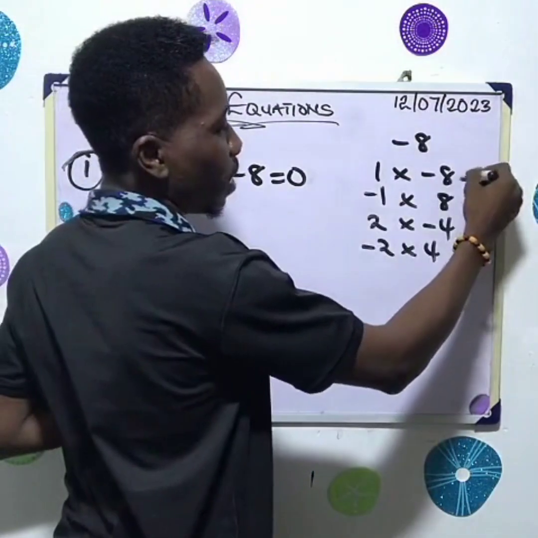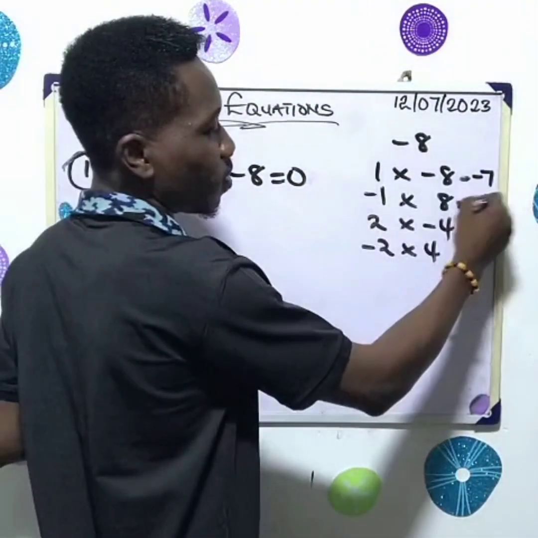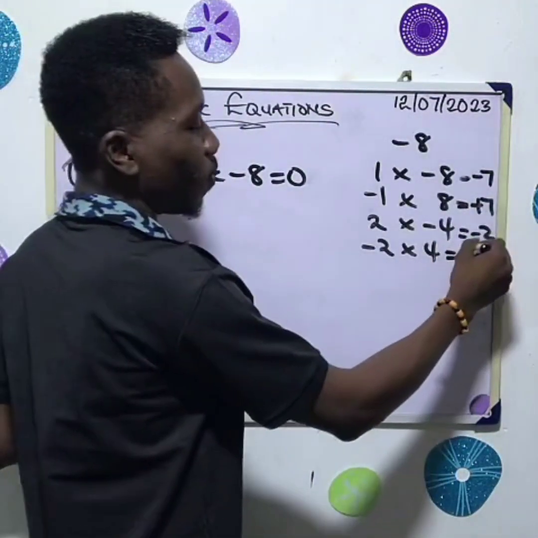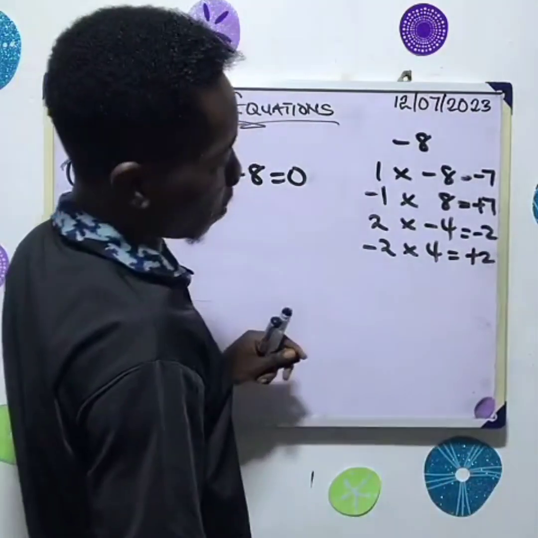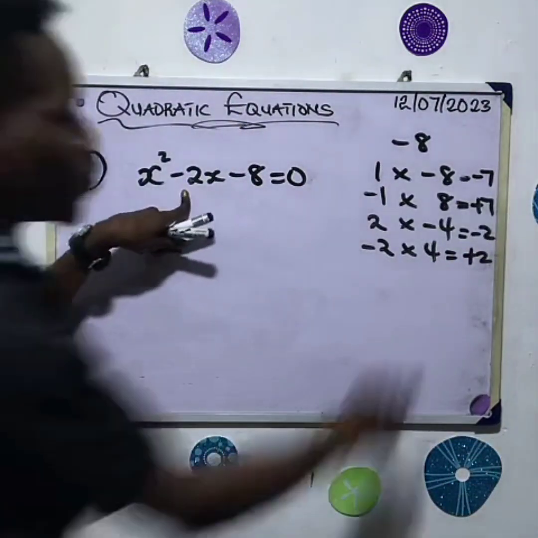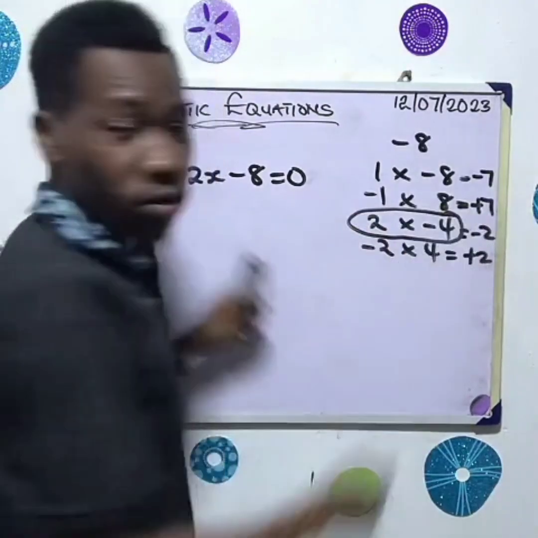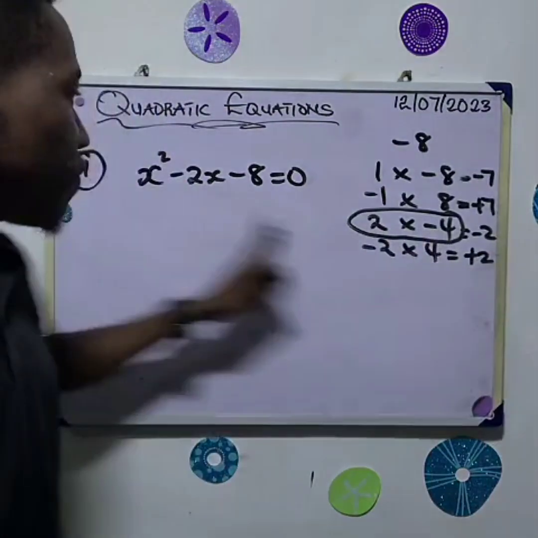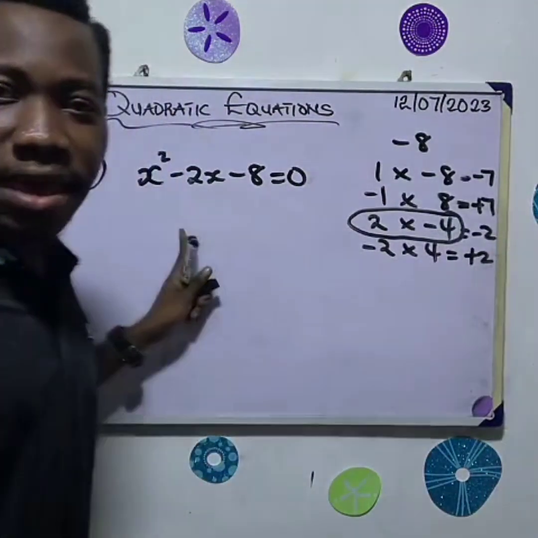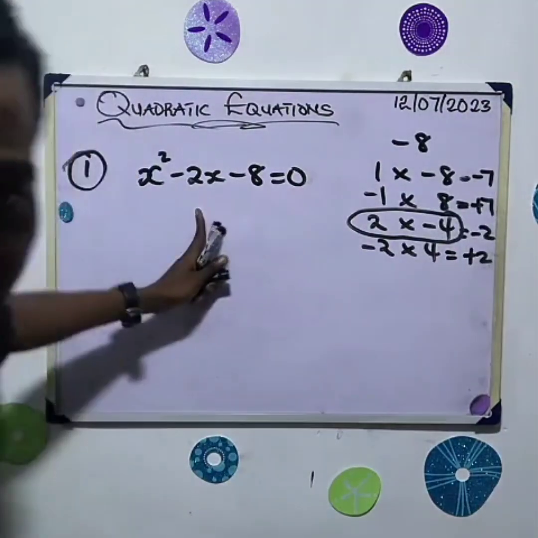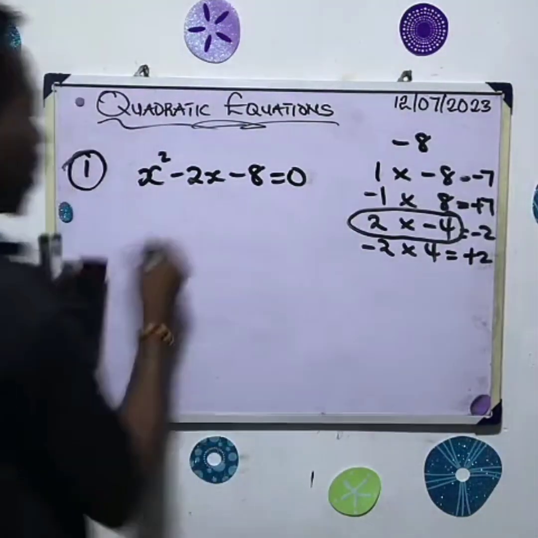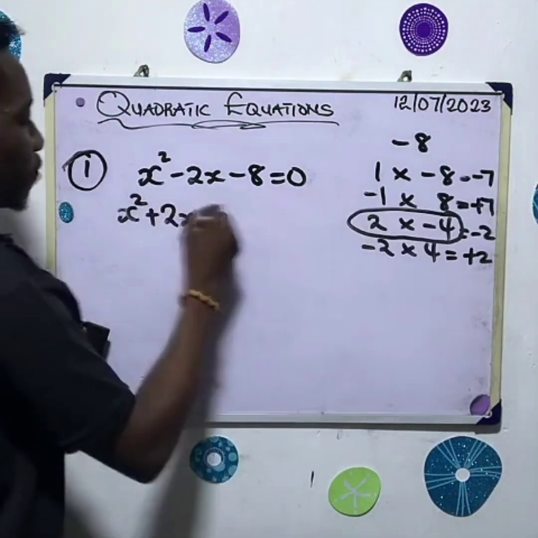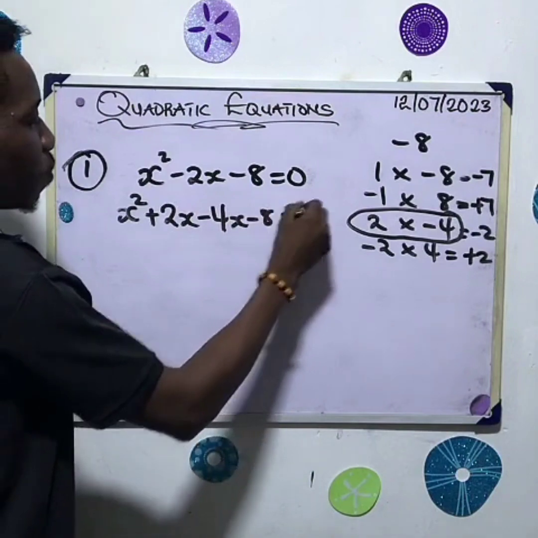1 minus 8, minus 7. Minus 1 plus 8, plus 7. 2 minus 4, minus 2. Minus 2 plus 4, plus 2. Alright, so which of them is giving us minus 2? This one. So this is the one we are working with. We are going to be working with plus 2 minus 4. So we'll be having plus 2x minus 4x in the place of minus 2x here. So we're going to have x squared plus 2x minus 4x minus 8 equals 0.